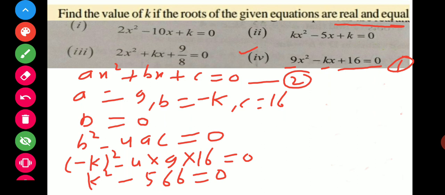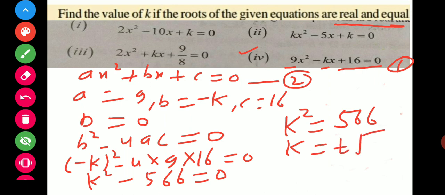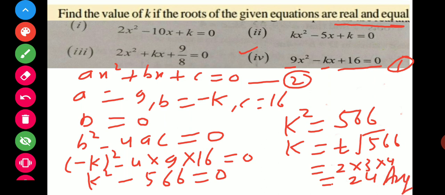Now k square is equal to 566. So k becomes plus minus under root of 566. So you can find the square root. So the square root is 2 into 3 into 4. How much? It is 24 is the answer.